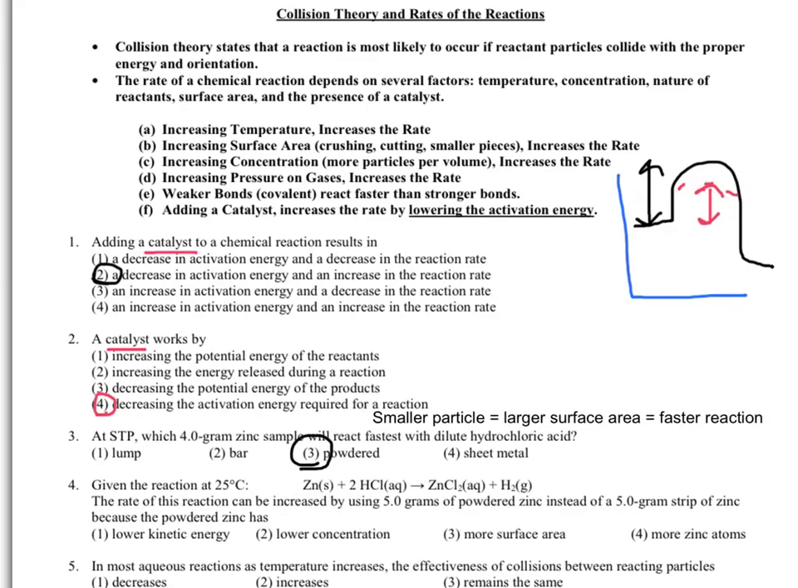Now, as we continue with the same idea, again, the connection: the smaller the particle size, the larger the surface area, the faster the reaction. We get to the next question, which gives us a reaction and asks how the rate of this reaction can be increased. By using 5 grams of powdered zinc instead of a 5-gram strip, literally a rectangular piece of zinc, because powdered zinc, with smaller particles, has more surface area.